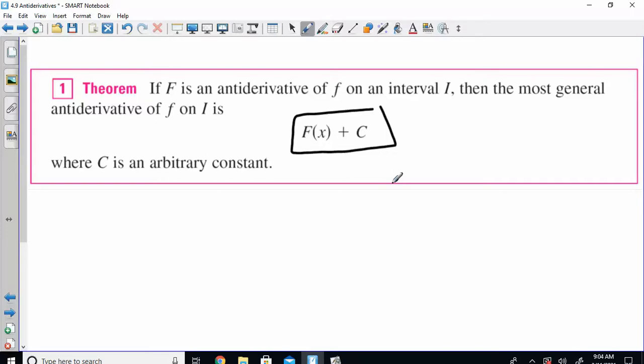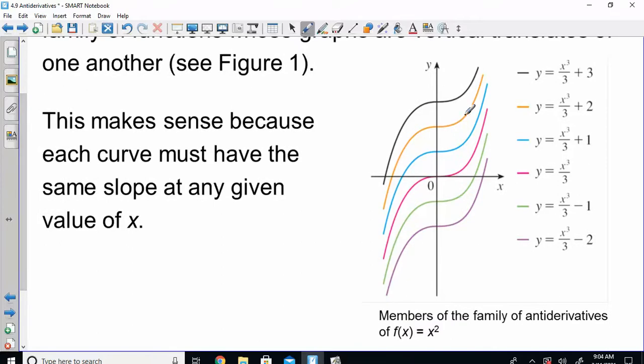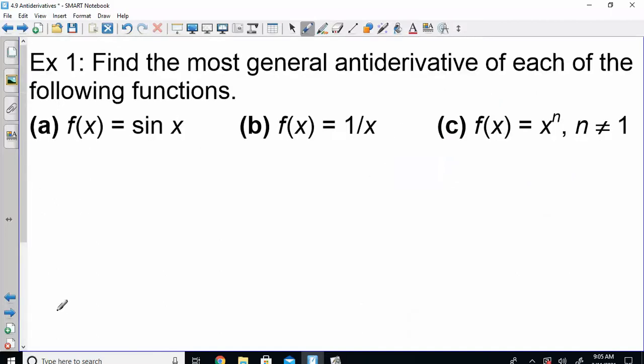There's a graph on the following slide that just shows the graphs of all the different antiderivatives of x squared. It's the same general shape. The constant just moves your graph up or down, but the slope of the tangent line is the same. That's why they have the same derivative. Okay, let's find antiderivatives for a bunch of these.